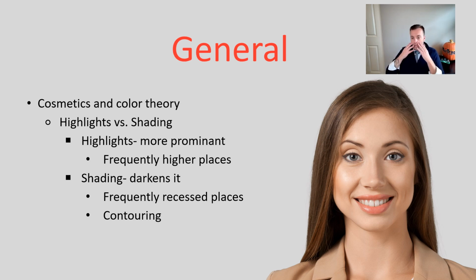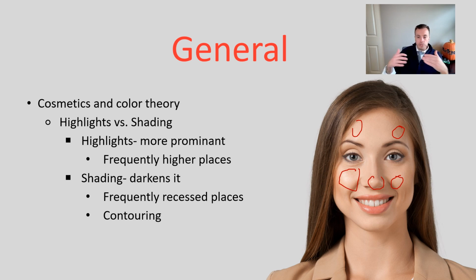And by that, I mean ones that, like when a person is in the supine position, are going to be the higher areas. If you look at this person's face, you can see where her cosmetics have been used to highlight here on her cheeks, and then on her nose, and then a little bit in her forehead. Now, shading obviously is going to be in recessed places, or they're used for contouring.